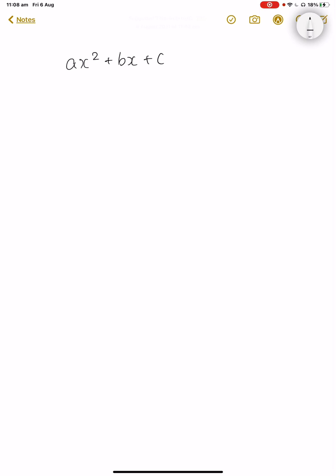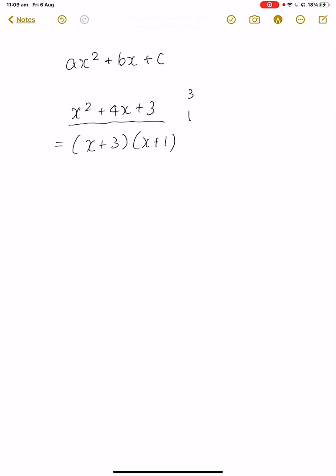So let's have a little example here. x squared plus 4x plus 3. Everyone knows this. It's just going to be x plus 3, x plus 1, because your 3 can be multiplied to become 3 and added to become 4. But completing the square is a slightly different method where you basically force this equation to have a perfect square in there. So let's just look at x squared plus 4x plus 3 again.